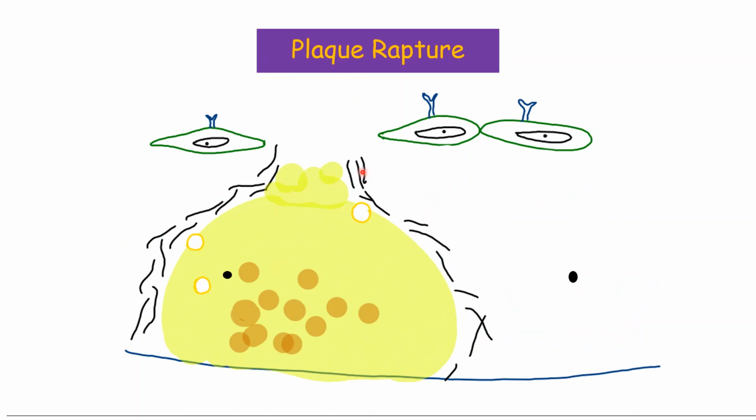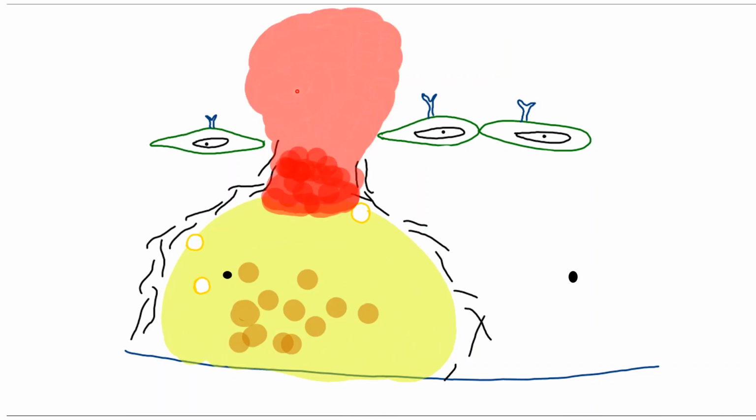A ruptured plaque is one in which there is disruption of the fibrous cap and the endothelium, leading to exposure of thrombogenic material beneath. This results in formation of a clot or a thrombus that could potentially block a blood vessel. Plaque rupture is the most common cause of thrombotic events in atherosclerosis.